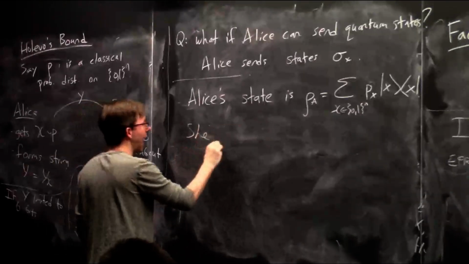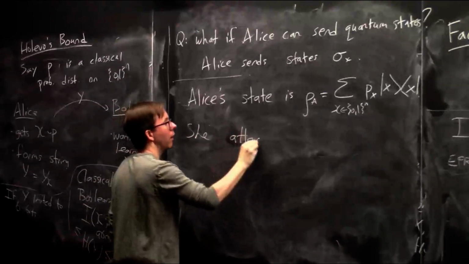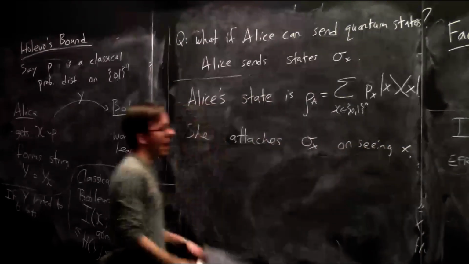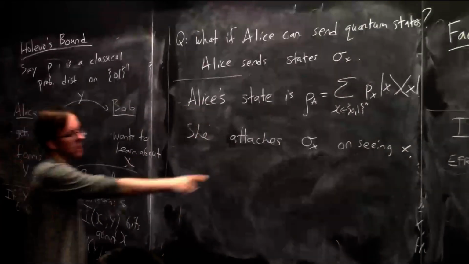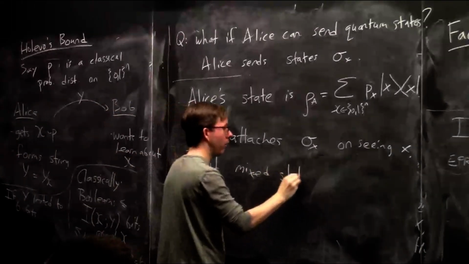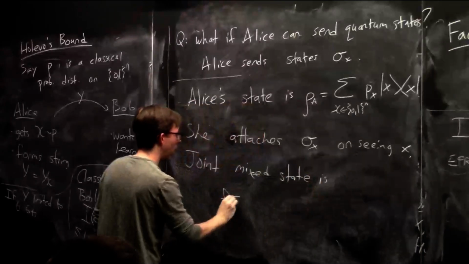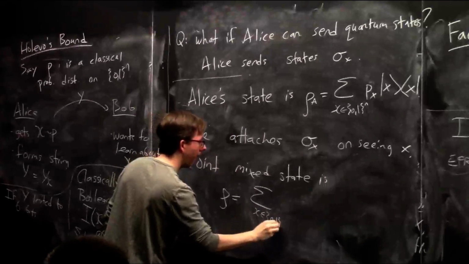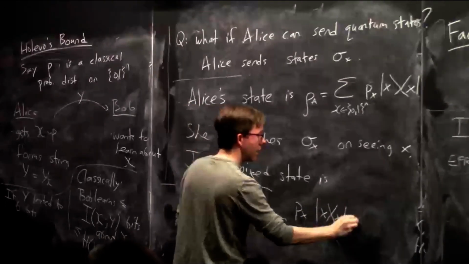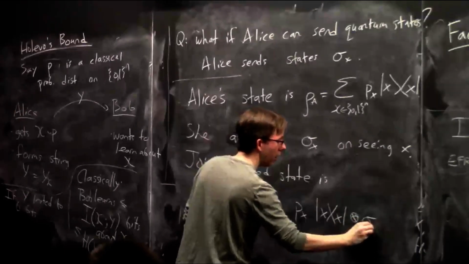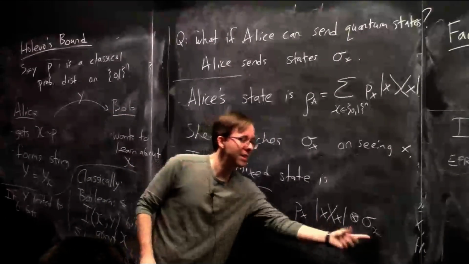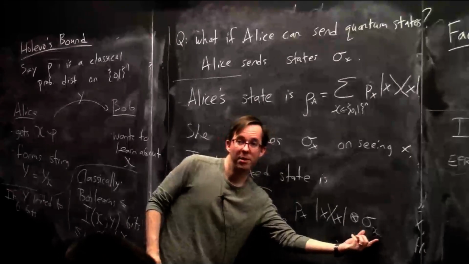And then when she sees x, she attaches the mixed state sigma x on seeing x. That adds some more qubits to the whole story. And so the joint mixed state is rho, the sum over x of p_x, that's a real number, times ket x tensored with sigma x. This is a bipartite state where the first part is the classical information that Alice holds, and this second part is basically given to Bob. So this is effectively Bob's part of the state.